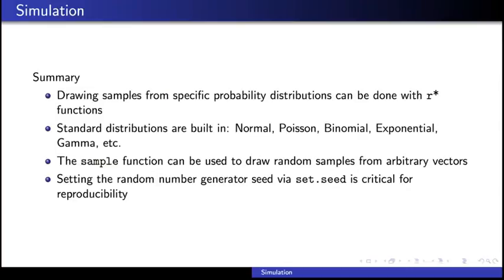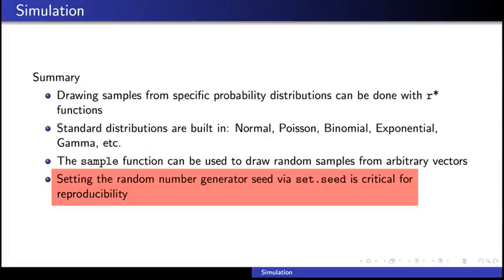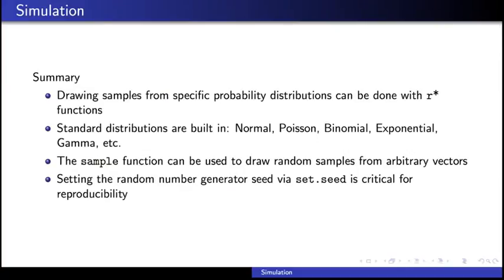The sample function can be used to draw random samples from arbitrary vectors. So if you want to create your own distribution, you can do that here. And it's very important to remember to set the random number generator seed any time you simulate data in R, so that you can reproduce the results that you got at a later date.